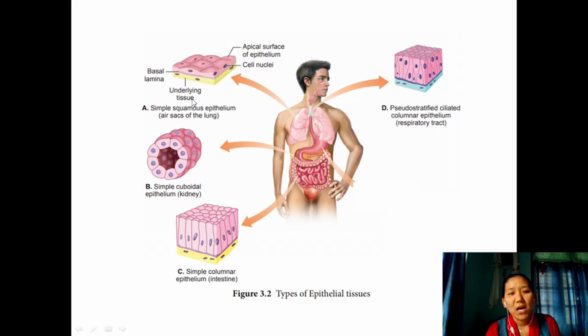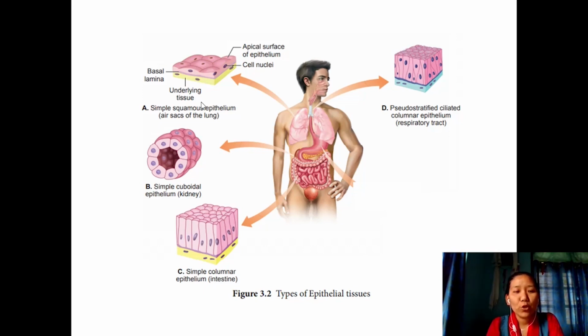Likewise, simple squamous epithelium is also present in blood vessels, especially capillaries. Again, these are very fine tubes where the exchange of gas takes place. These capillaries are lined by simple squamous epithelium, which helps in the diffusion, especially of gas.